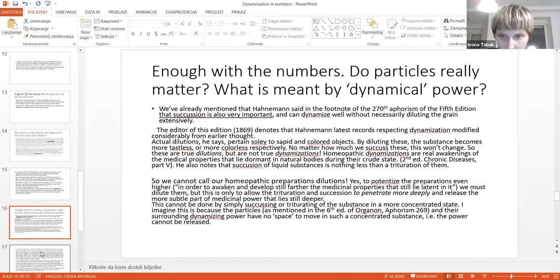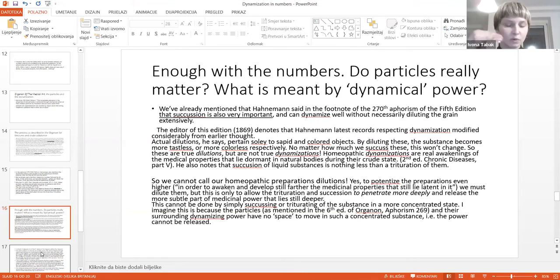Oh, and one more thing, said in a different way. Why did the editor add this? Because Hahnemann said, oh, I could have just shaken it for half an hour, and without diluting it, I could have made it stronger. Yes, but the power cannot be released properly because it's more of a concentrated substance when it's not diluted enough.